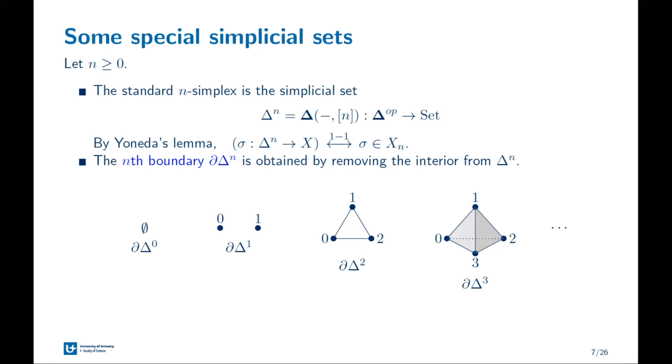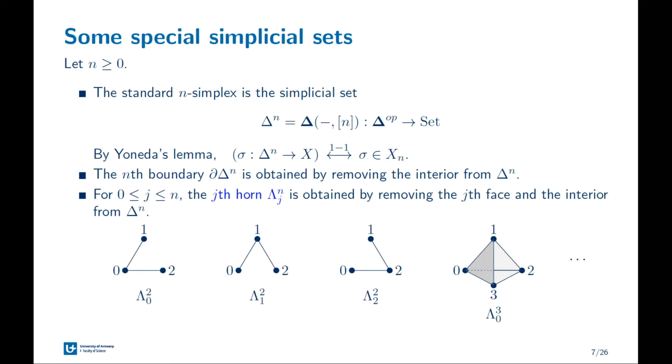Next up, we have the boundary. So for every n, I can take the boundary of my standard n-simplex, and I can do this by removing the interior from my standard simplex. Another way to put it is by gluing together all of the faces, but leaving the interior out. So, for example, the boundary of Delta 0 is just the empty simplicial set. The boundary of Delta 1 is the union of these two endpoints here. The boundary of Delta 2 is the edge of this triangle without the interior. In higher dimensions it becomes difficult to draw, but this is a tetrahedron without the interior, so just the faces.